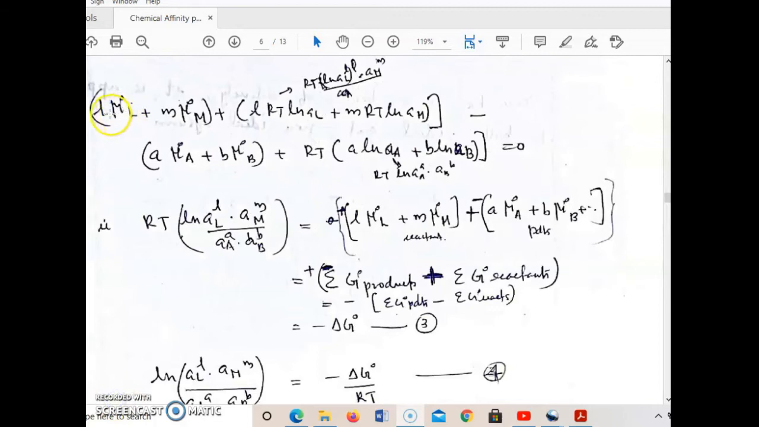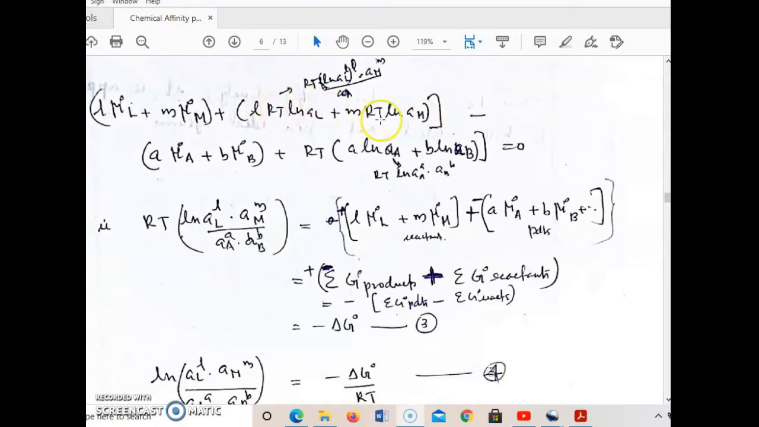So now have a look at this equation. We have the mu 0 terms together, l times mu 0 L plus m times mu 0 M plus, then we have l RT ln a_L plus m RT ln a_M, right?